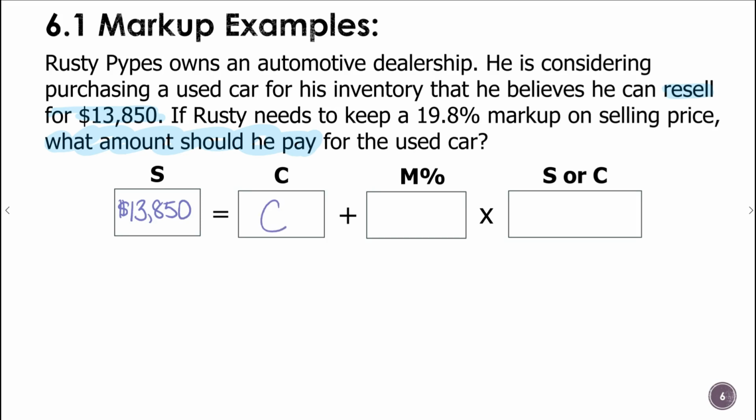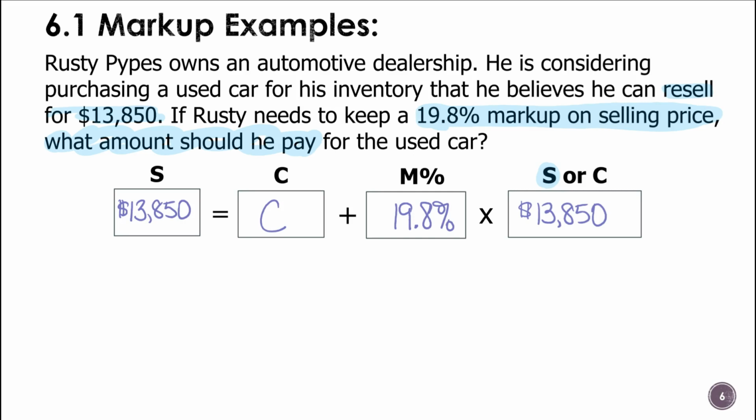The markup percent is 19.8%, and that was a markup percent on selling price. So that means the part that is going to go here is selling price, and I happen to know the selling price in this case. So we're going to put in $13,850. Now, markup on selling price, that's super important right here, that you recognize what the markup's going to be on. And it's okay if it's a variable, if it happens to be for that particular question.